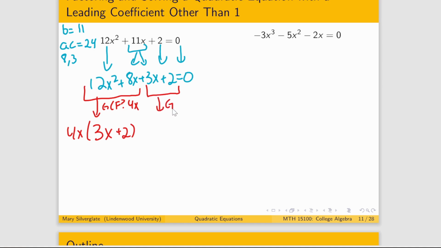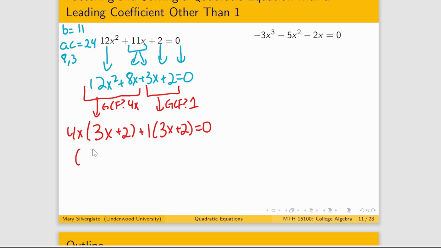Then I want to ask myself the same things for this next guy. What's the greatest common factor that goes into 3x and 2? Well, there's actually not really one, but 1 goes into everybody. So its greatest common factor is actually just 1. And 3x divided by 1 is still 3x, and 2 divided by 1 is still 2. Now we're in business because I have the same parentheses here.